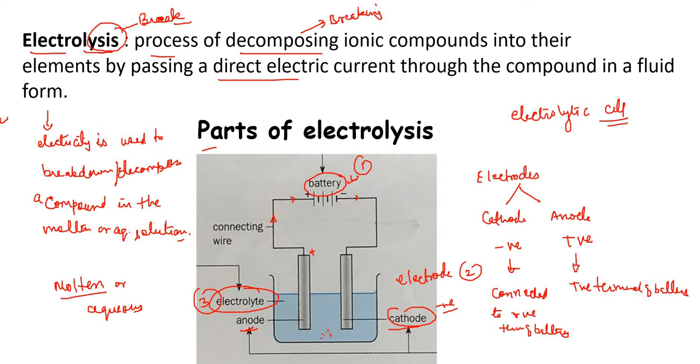For example, if I use sodium chloride as an electrolyte here, there will be two kinds of ions. It will form Na+, which is the cation, and Cl-, which is the negative ion. It will obviously be attracted to the positive electrode, which is the anode. The negative electrode, the cathode, will attract the positive ion, which is the cation, the sodium ion here. I hope this part is clear, about the parts of electrolysis. There are three parts: battery, electrodes, and electrolytes.